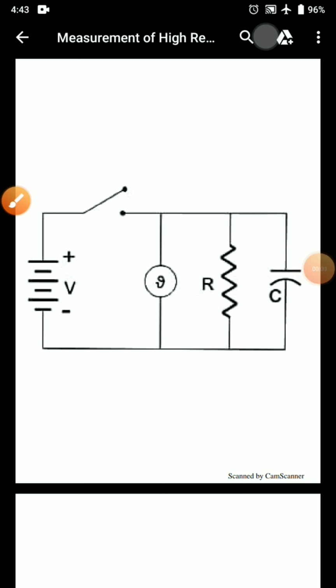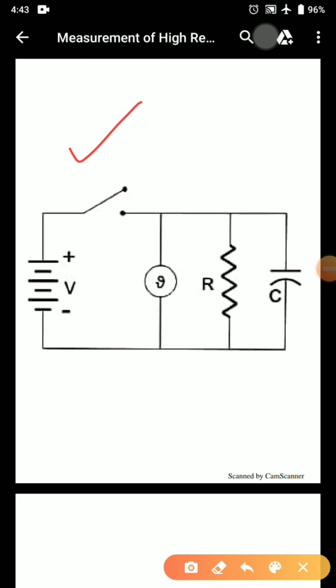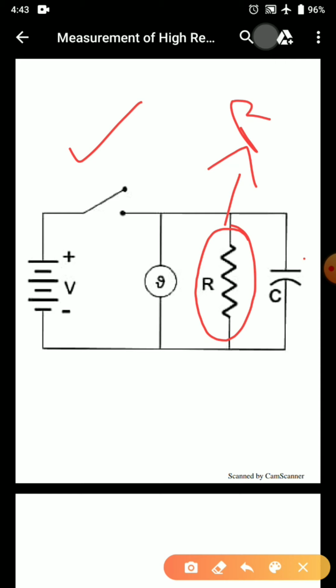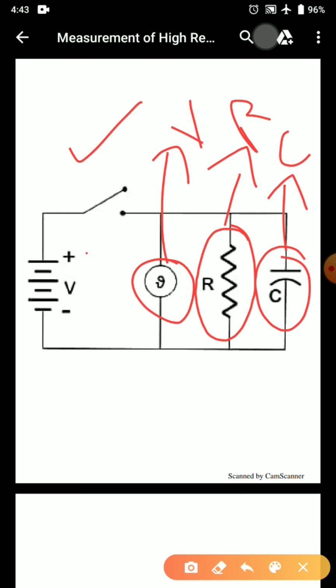The circuit diagram shown here is for the loss of charge method. This method is used for measuring the insulation resistance. Let us take the insulation resistance to be measured as R. The insulation resistance is connected in parallel to a capacitor C and to a voltmeter V. All these three elements are connected across a battery V using a switch S arrangement.